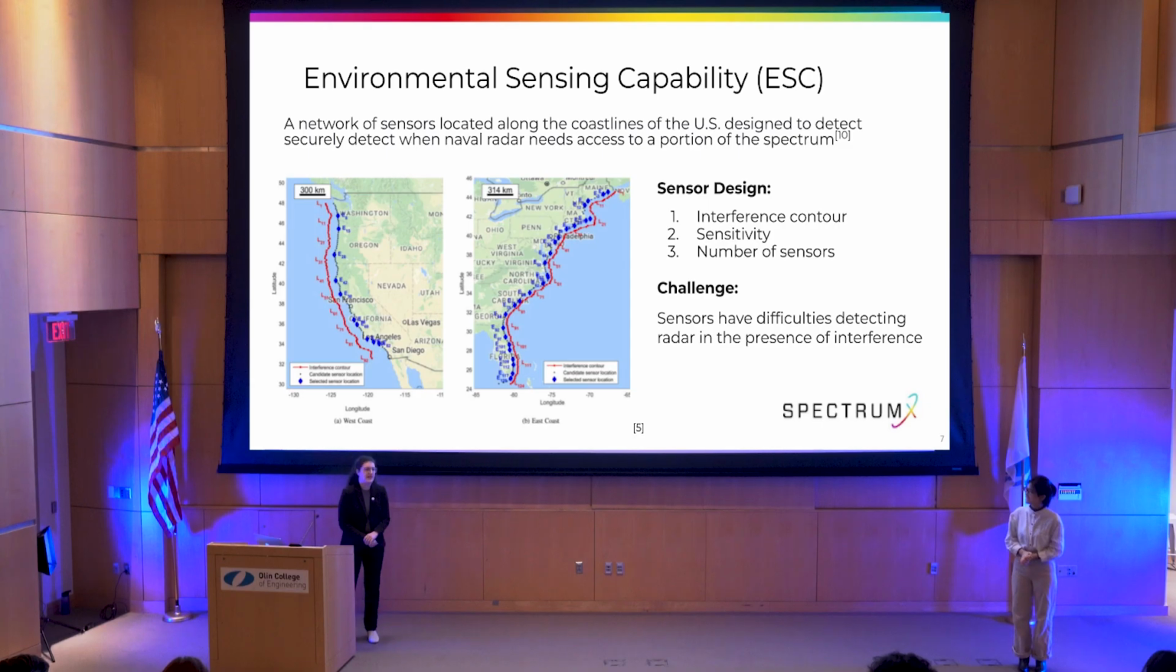You saw on the last slide something called ESC, which stands for Environmental Sensing Capability. This is a network of sensors located along both coasts of the United States that is used to detect when the naval radar system needs to use a portion of the spectrum. The main challenge is that the sensors have difficulty detecting when there's interference from other devices.